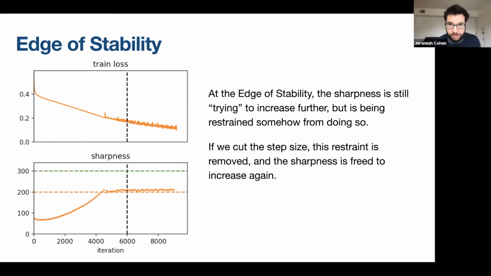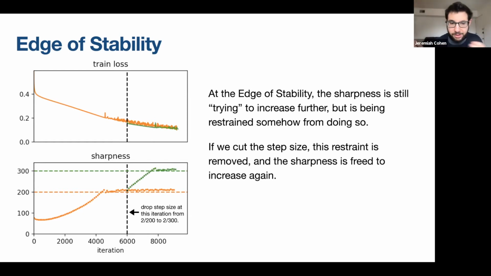So let me do an experiment. At iteration 6,000, which is when we're comfortably at the edge of stability for that orange step size, I'm going to cut the step size from 2 over 200 to 2 over 300, which is the green step size. So the green dashed line is the stability threshold for the new smaller step size that I'm going to switch to at iteration 6,000.